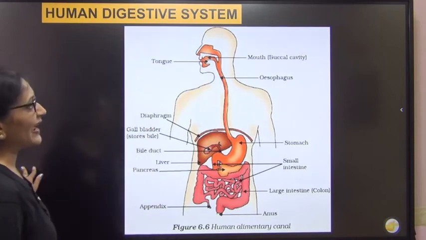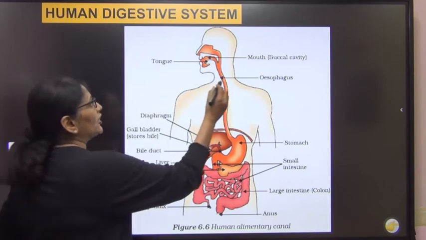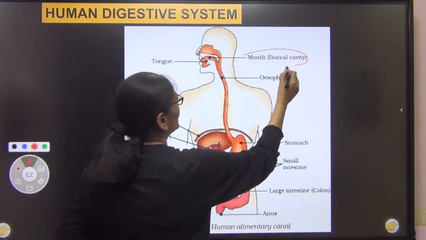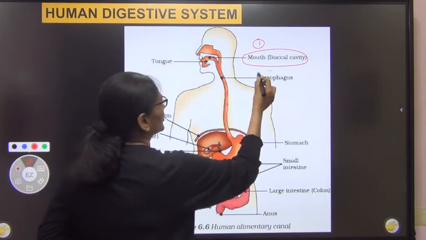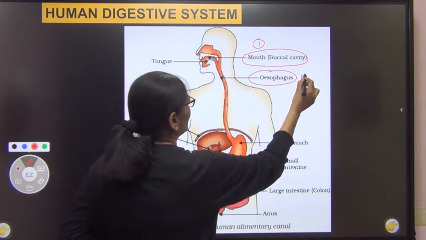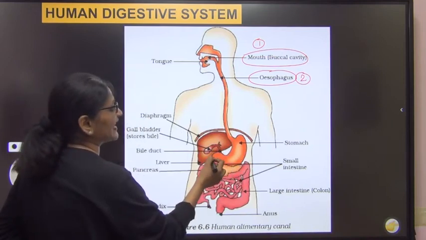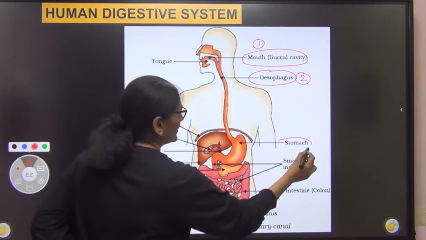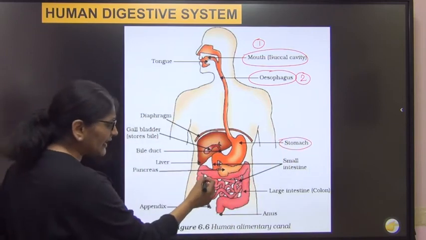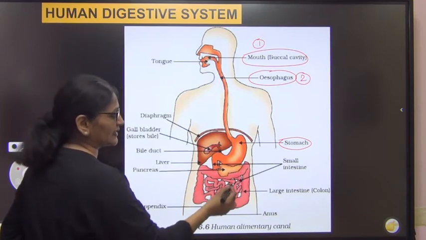If you look at this diagram very carefully, I have taken this diagram from your NCERT. Your alimentary canal actually starts first with the mouth. Then there is a long tube-like structure. This tube-like structure we call the esophagus. Now this esophagus will form the most distended, the most swollen, widest part. Now this will be called the stomach. This stomach then goes into a coiled structure, which we call the intestine.